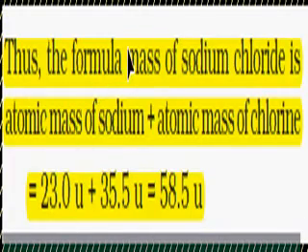Formula mass is calculated similar to molecular mass. Thus, the formula mass of sodium chloride is atomic mass of sodium plus atomic mass of chlorine, that is equal to 23 plus 35.5. You know the atomic mass of sodium is 23 and atomic mass of chlorine is 35.5, which is equal to 58.5 u.